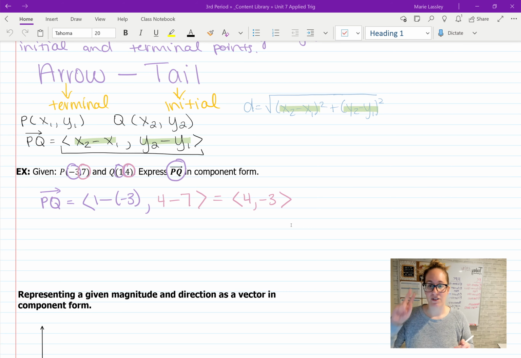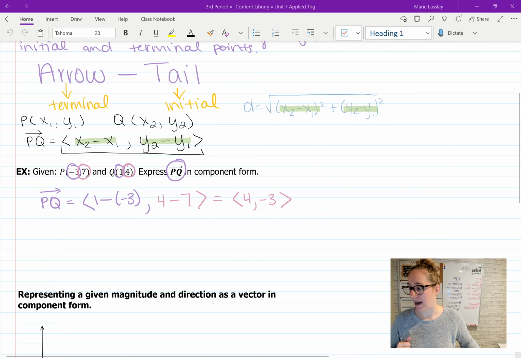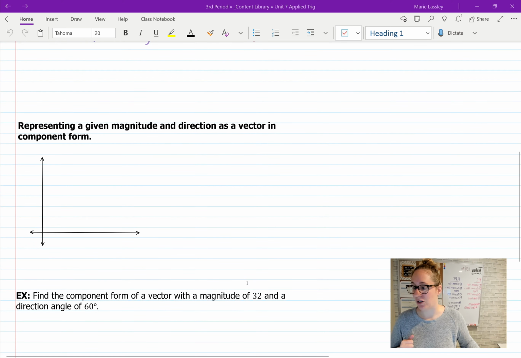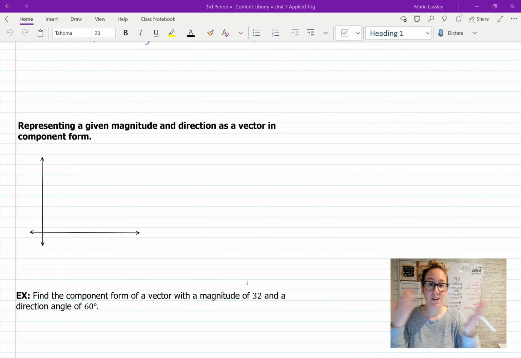Okay, now there's a second way that you can be given information that you might have to turn into component form, and that's by being given the magnitude and the direction of a vector. If you're given those two pieces and you want to put it together into a component form vector, it's actually pretty easy. That would be another way that you could see a vector given to you. So let's look at that one.